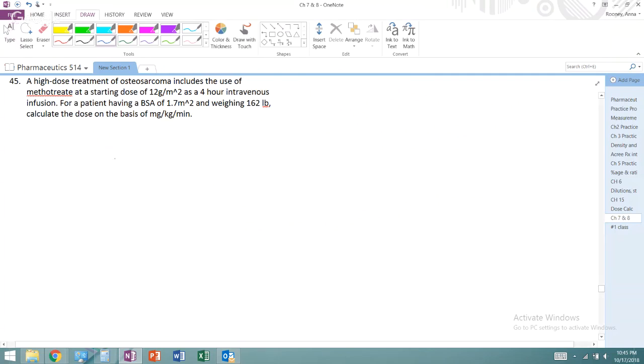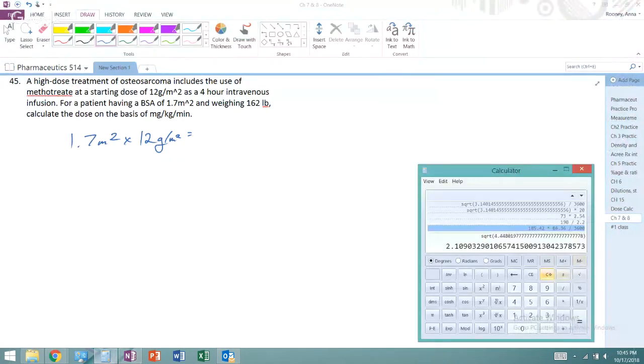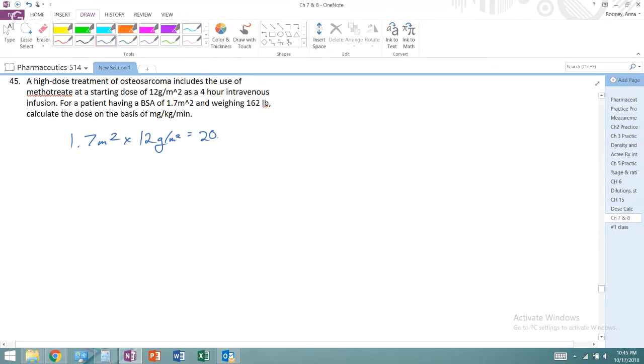So we're going to take 1.7 meters squared times 12 grams per meter squared. Figure out the dose. Okay, so 1.7 times 12, 20.4 grams, which they're asking for in milligrams. So you multiply that by 1,000. There's your milligrams.